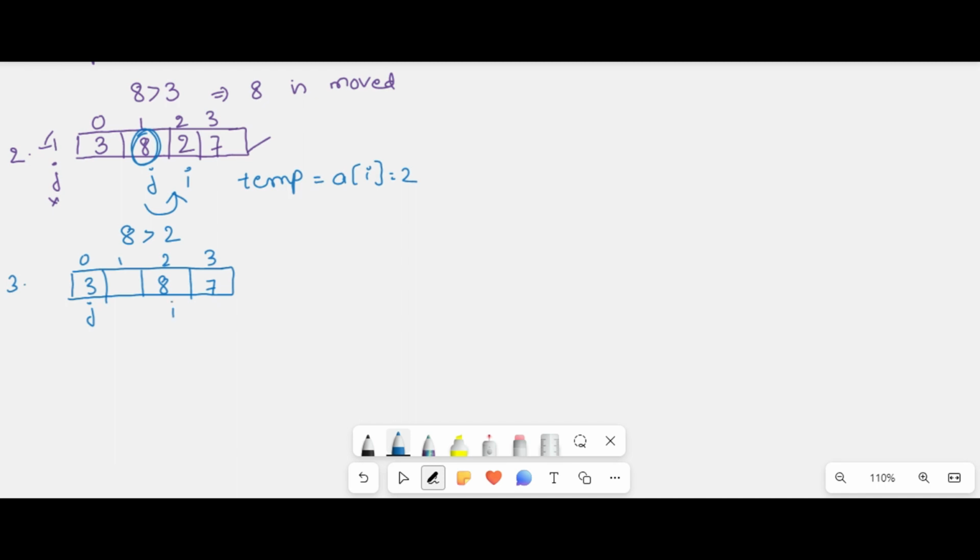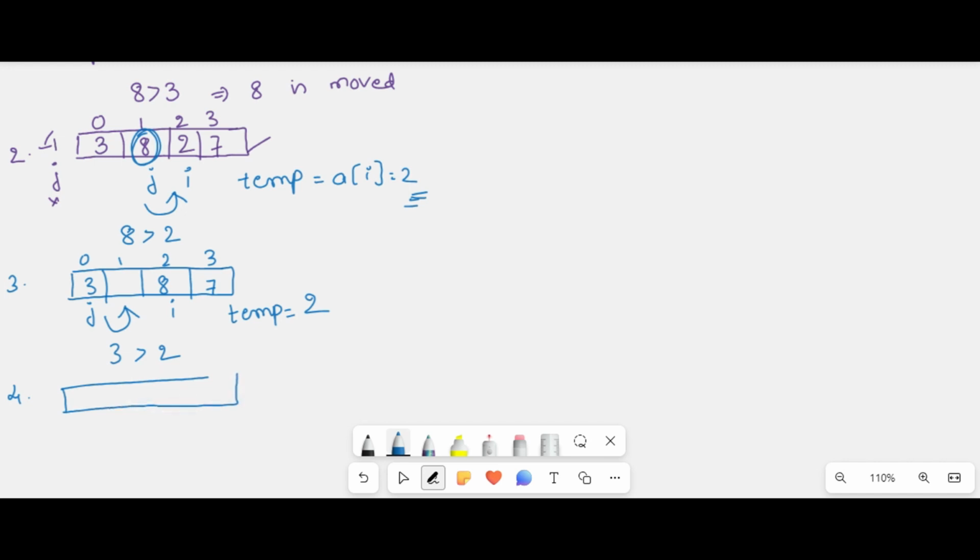Okay, I is present here only. Now temp is as it is. Temp is here 2 only, not here a of I. Already here temp is 2. Now compare 3 and 2. 3 is greater than 2. So 3 is moved to one position right side.